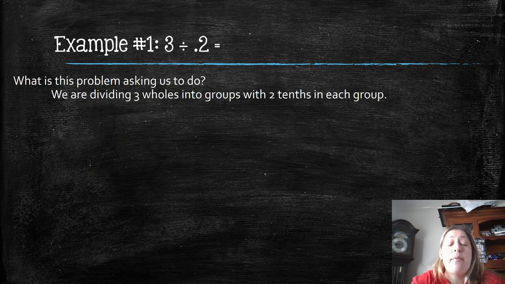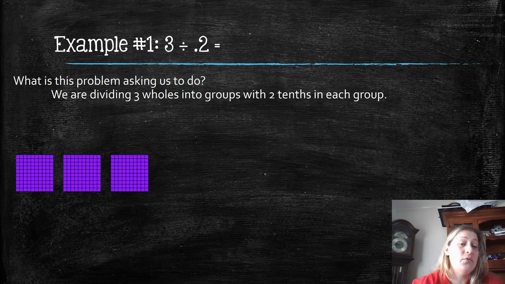So let's look at our first example, 3 divided by 2 tenths. So let's ask ourselves, what is this problem asking us to do? It's asking us to divide 3 wholes into groups with 2 tenths in each group. So this is what it would look like. I have my 3 wholes.